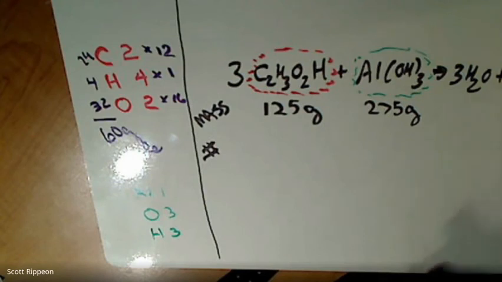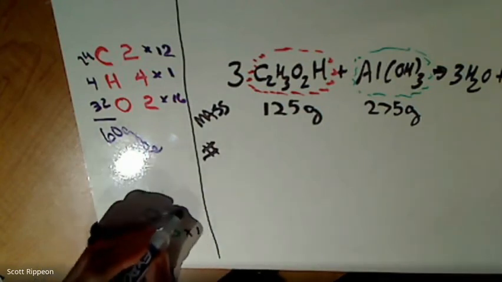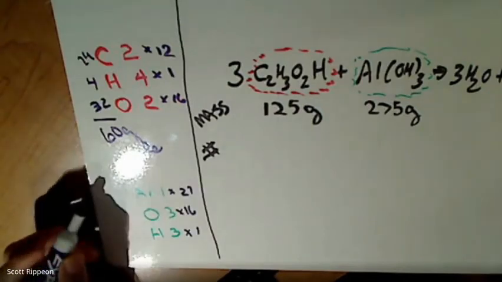Same drill. We go to our periodic table. Hydrogen's 1, oxygen 16, and aluminum I don't have memorized. Does somebody have a periodic table handy? It's 26.98, so we'll keep it simple and make it 27. If we were trying to be really accurate, we'd carry a couple more decimals, but just for today, we'll round it up.